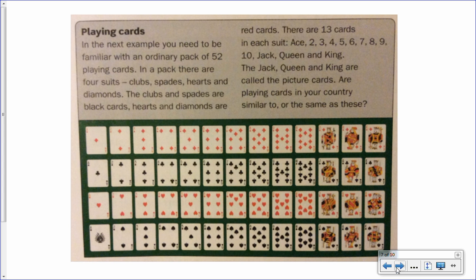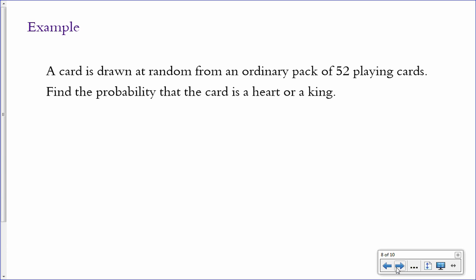Just to remind you, you will need to know a little bit of basics about what's in a deck of cards because deck of cards questions are so common in probability. So go ahead and Google this in case you don't know how many diamonds there are or how many aces there are in a deck of cards, if that comes up. Now we can answer a question like this. If a card is drawn at random from an ordinary pack of 52 playing cards, let's find the probability that the card is a heart or a king.